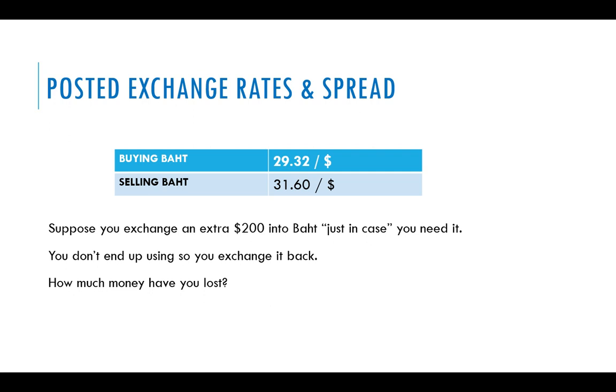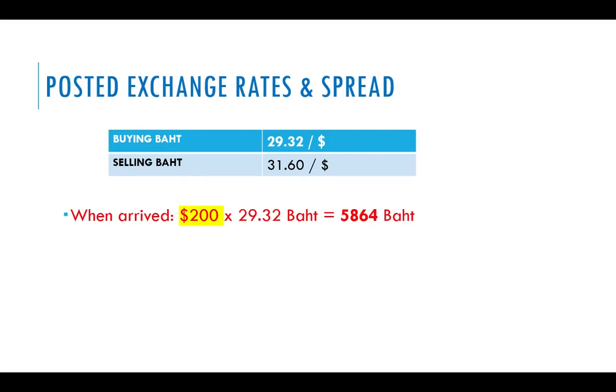So let's figure out how much money you've lost in this spread, right? Because see what's going on? They're giving you 29.32, but then you have to give them 31.6 to get your dollar back. That's how they make money. So you're going to lose a little money there. How much will you have lost? Let's see if we can figure that out. So when we arrived, we gave them $200 and they gave us 29.32 baht for each of our dollars. We got 5,864 baht. All right. But remember, we didn't use it.